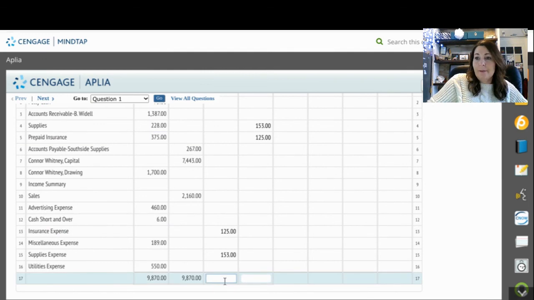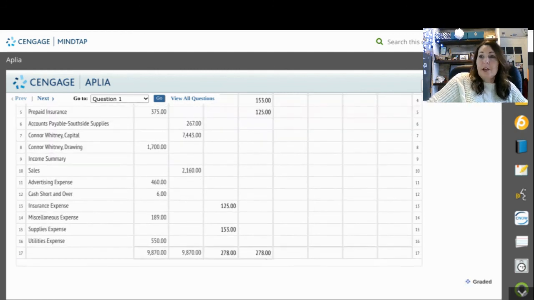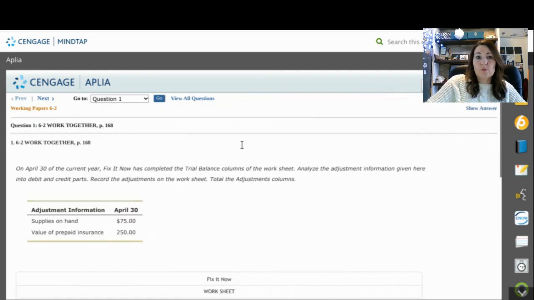Okay, we're going to add those numbers together. So if I add up my debit column, I get $278. And if I add up my credit column, I'm also going to get $278. Okay, my debits equal my credits. So I am good with that one. Just make sure there's not a step 2.